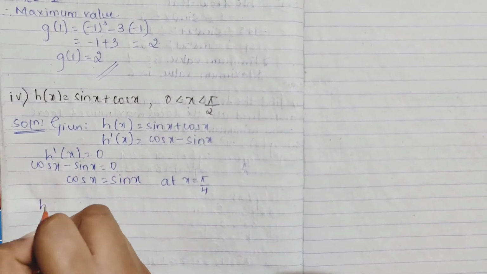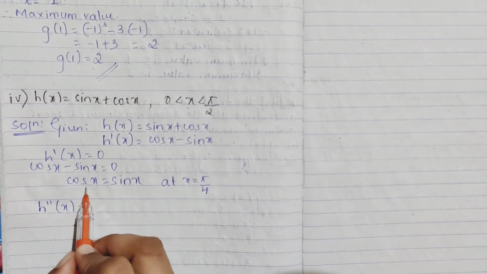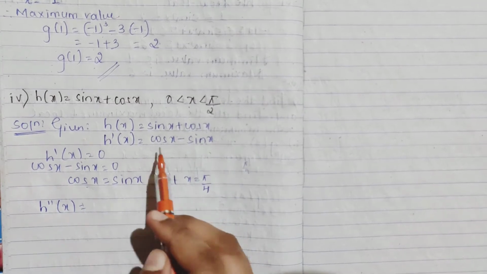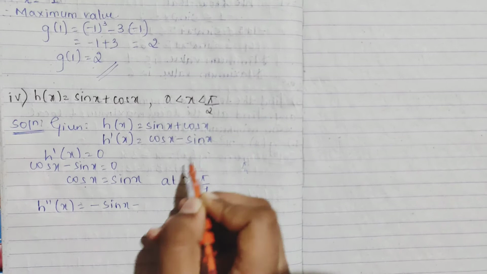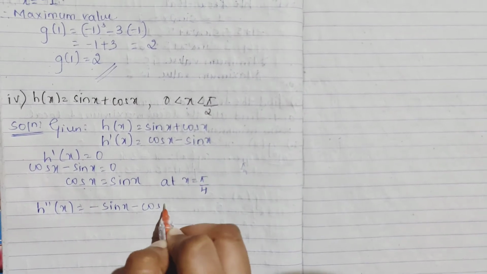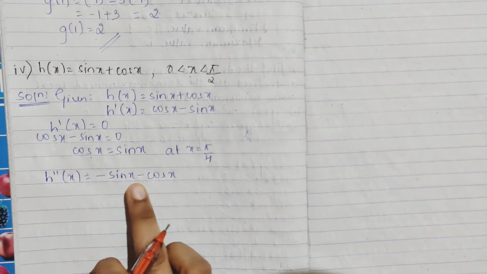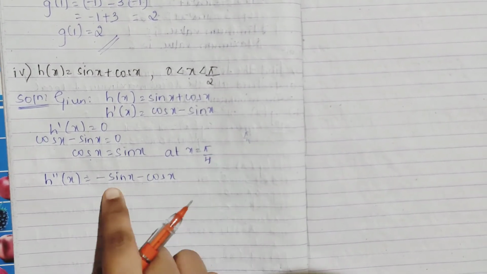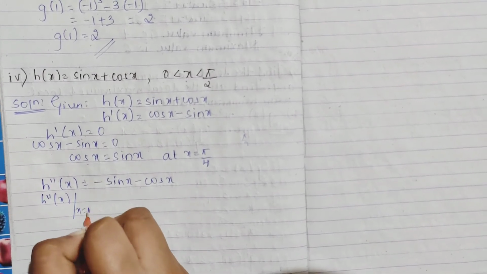Now you have to find h double dash of x. Your h dash of x, what you are getting, is cos x minus sin x. Cos x differentiation is minus sin x, minus sin x differentiation is cos x. So you are getting minus sin x minus cos x. By this alone you cannot understand the nature, so what we will do is check at x equal to pi by 4.